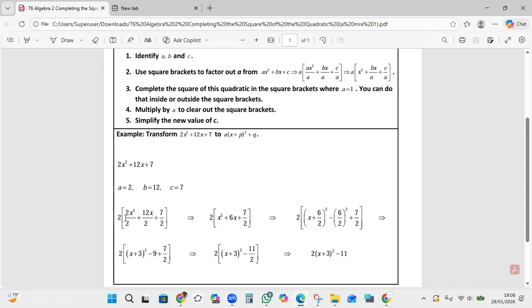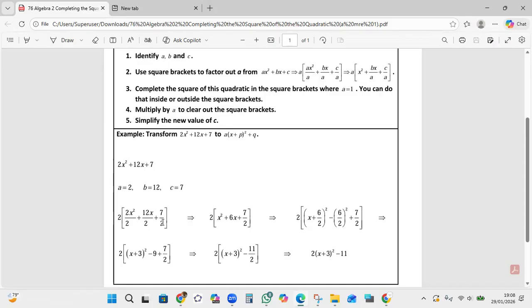Here it is. A is 2, so you put 2 and you open a square bracket. And inside of the square bracket now, you write down 2x squared plus 12x plus 7, but beneath each one of them, you put divide by 2, because A is 2. You see, just like how we have ax squared over A, 2x squared over 2. Bx over A, 12x over 2. C over A, 7 over 2.